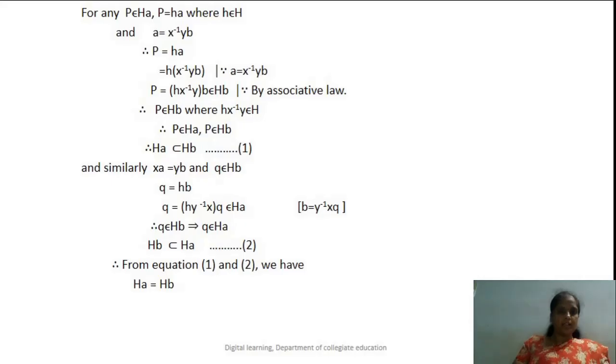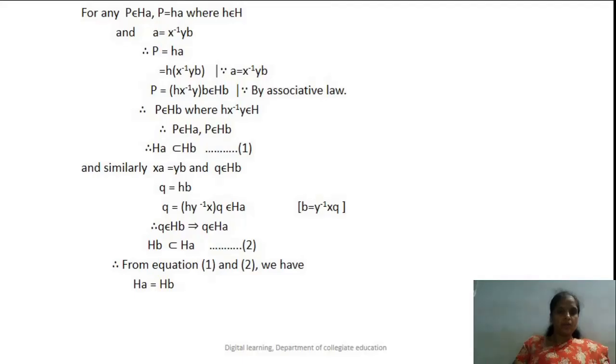To prove the second equation, we are taking b is equal to y inverse x into a. Here y is there, here x is there, here taking b, here we are taking q. So in place of b, we are taking y inverse x into a, which belongs to Ha. Taking q belongs to Hb, we got q belongs to Ha here. Taking an Hb element, we got an Ha element. Therefore Hb is a subset of Ha.